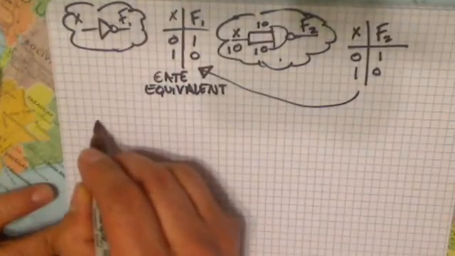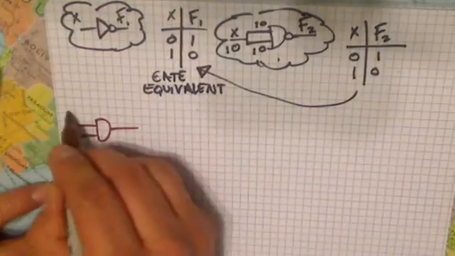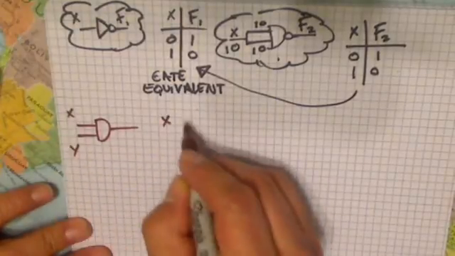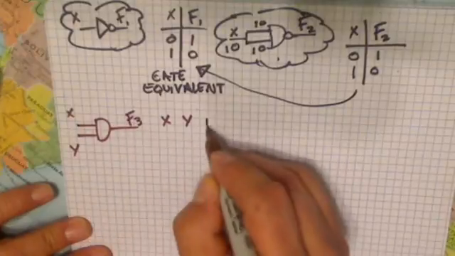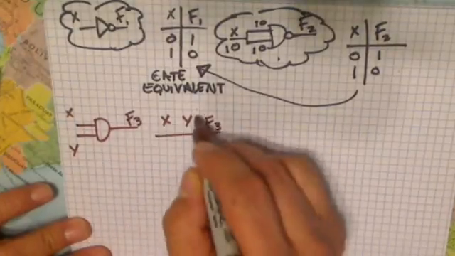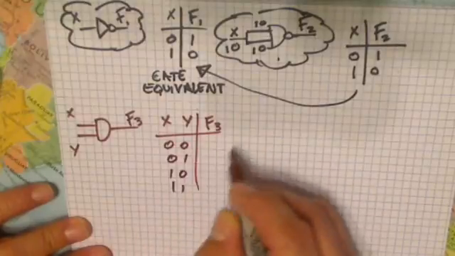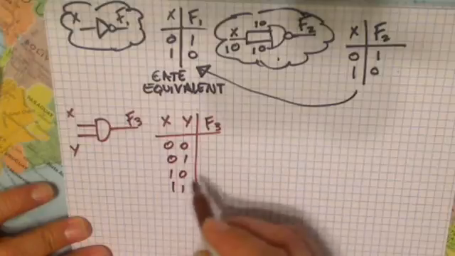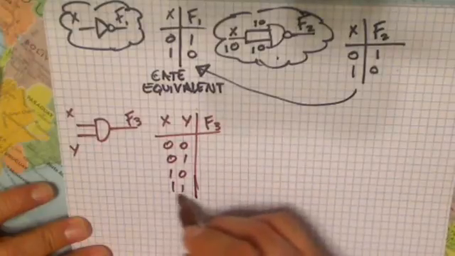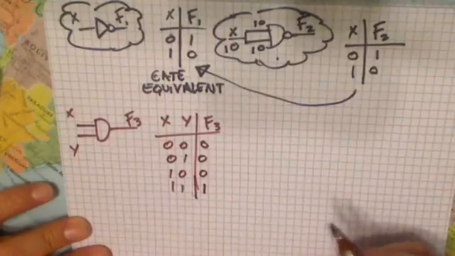The AND gate, as we saw earlier, behaves in the following fashion. We have inputs x and y. We will call this F3. So for the following combinations, F3 is only 1 when and if both items are 1. So this will be 0, 0, 0, 1.